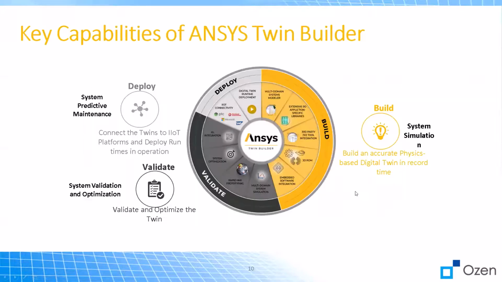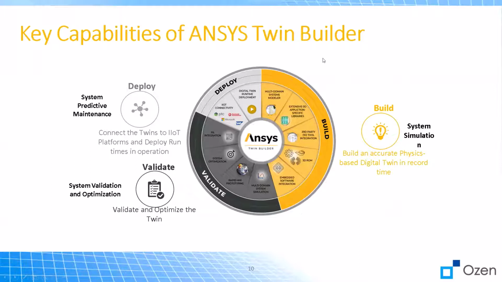Okay. So what are the key capabilities of ANSYS Twin Builder? Twin Builder is a tool to use to generate digital twin, and it offers capabilities broadly grouped into 3 stages. First one is build, second one is validate, third one is deploy. So in build, basically includes system modeling, includes 0D application, 1D tools, and 3D ROMs. That's how you create your model using Twin Builder.